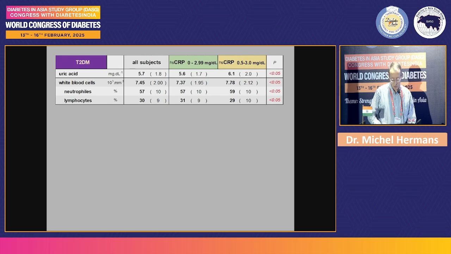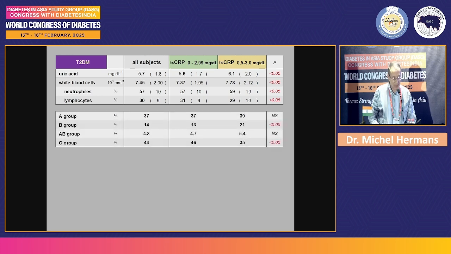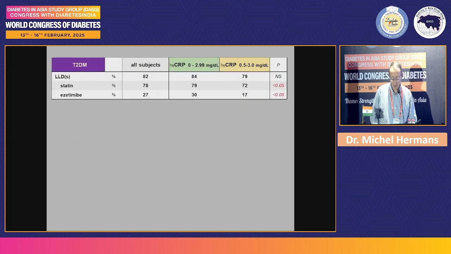As a control that they have more inflammation, they also have more uric acid, but that could be associated with obesity. But definitely they have more white cells of the neutrophil class, which is a reliable marker. I also found that they have different blood group distribution, which I haven't time to discuss. But interestingly, they have more B group and less O group.